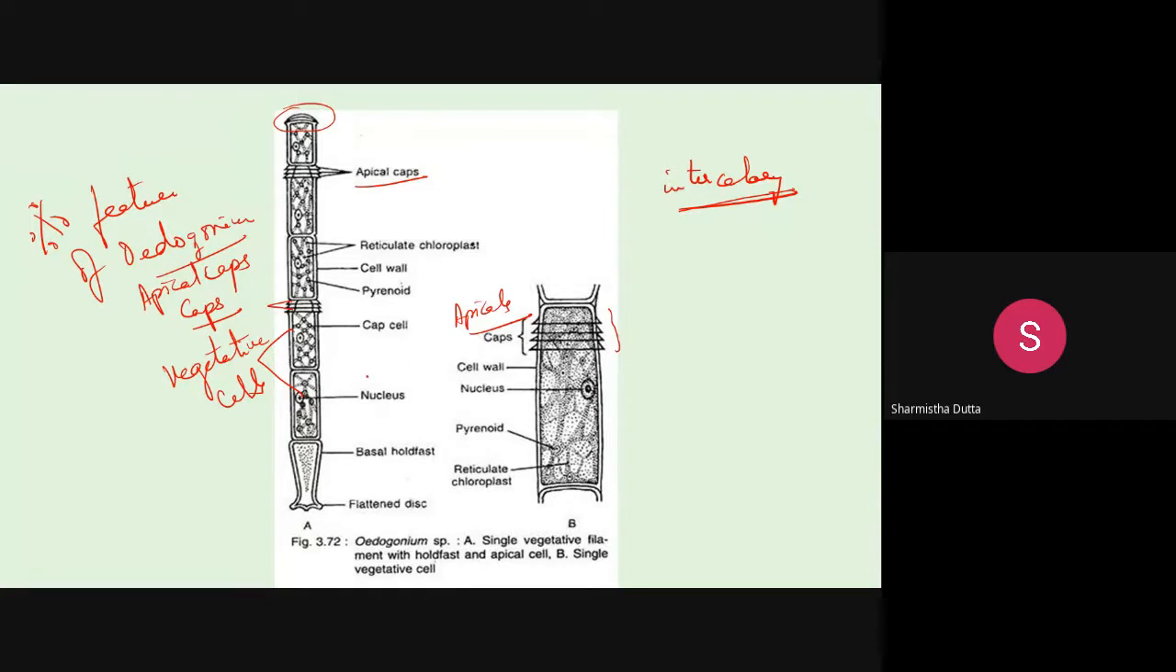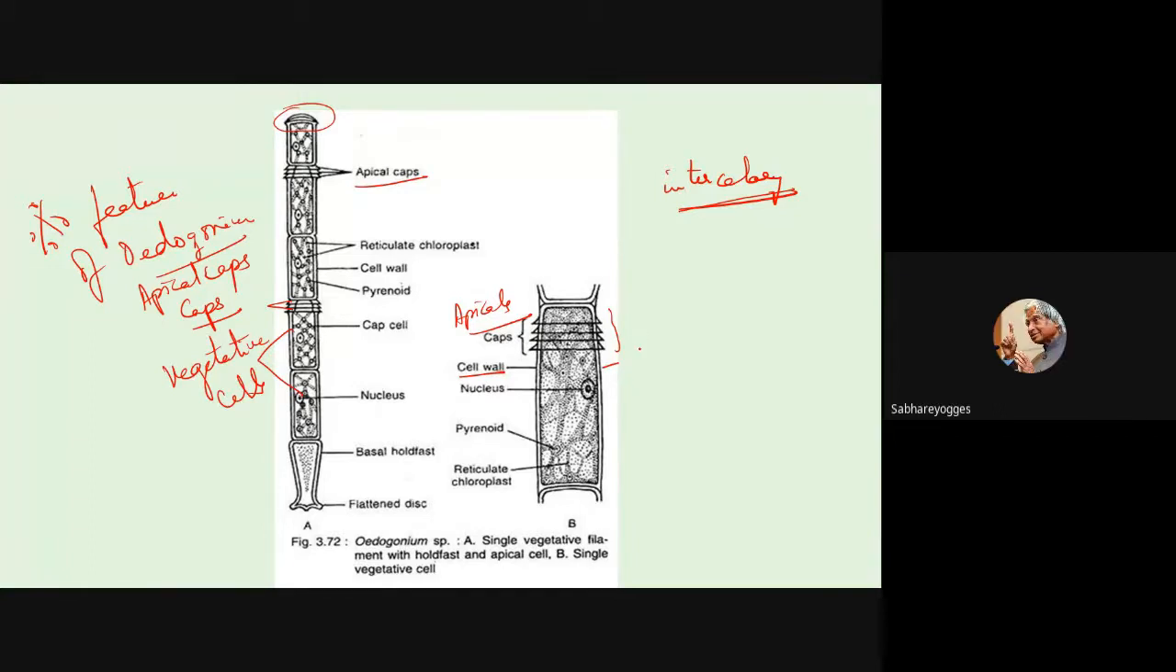Then each vegetative cell is made up of an outer three-layered cell wall. It is made up of a three-layered cell wall, which is made up of an outer, what, girls? What are those?